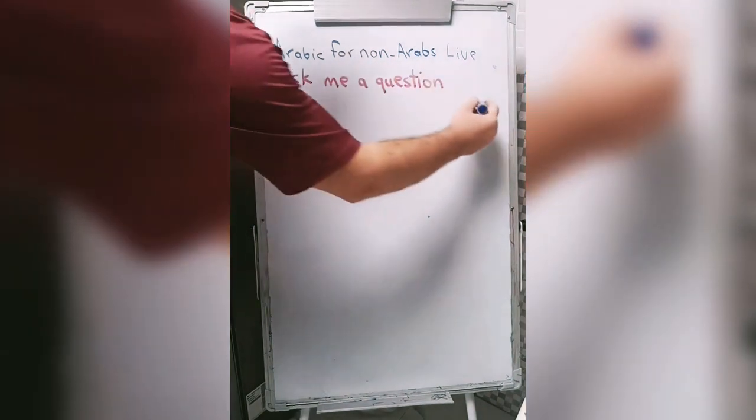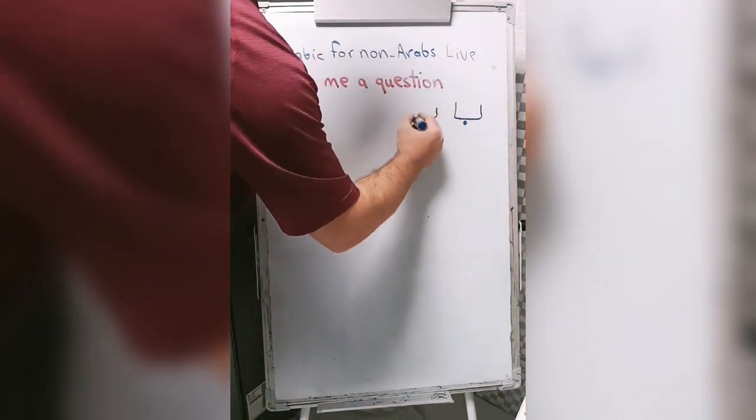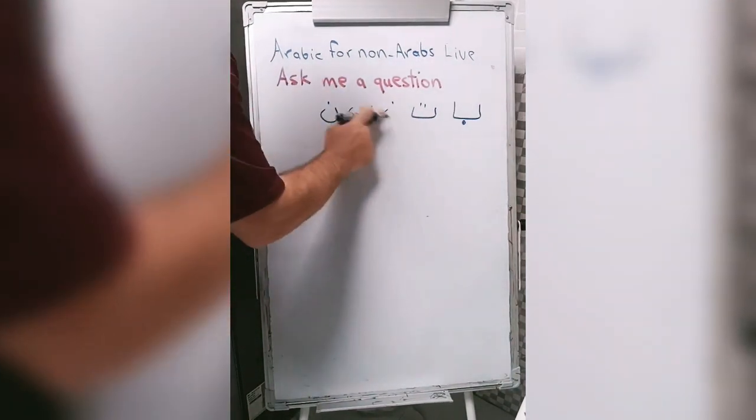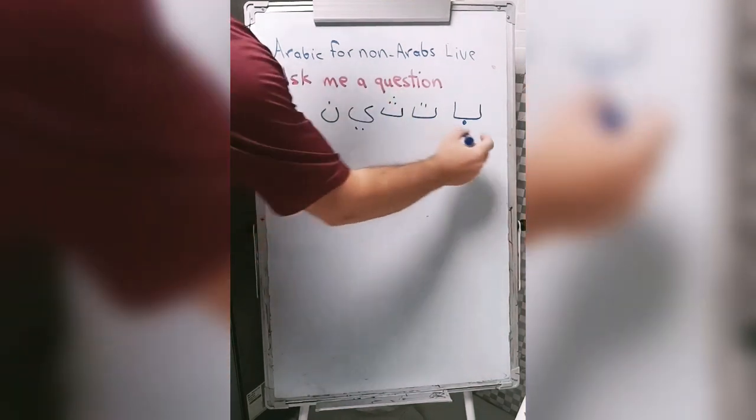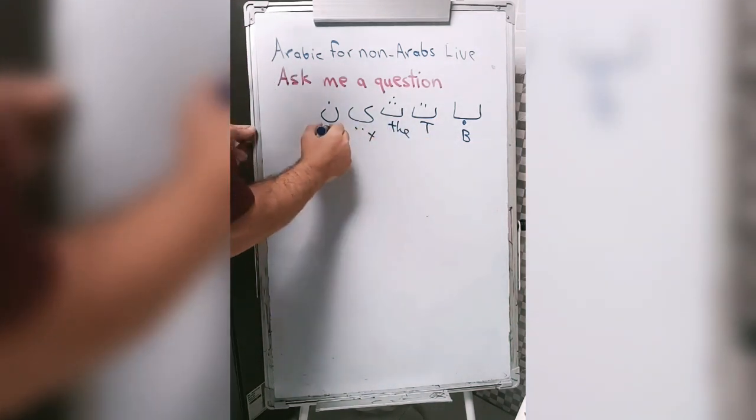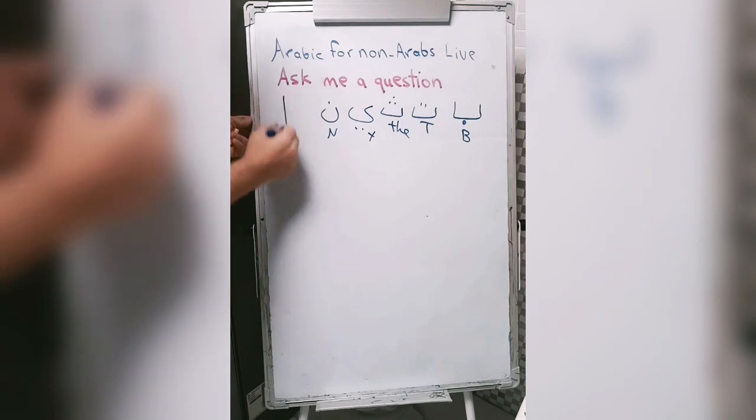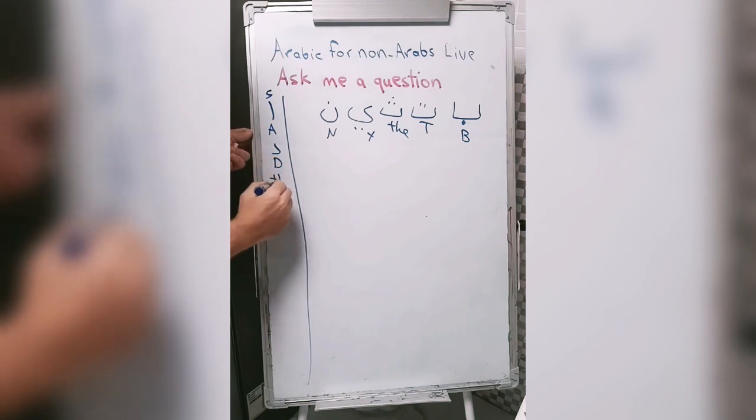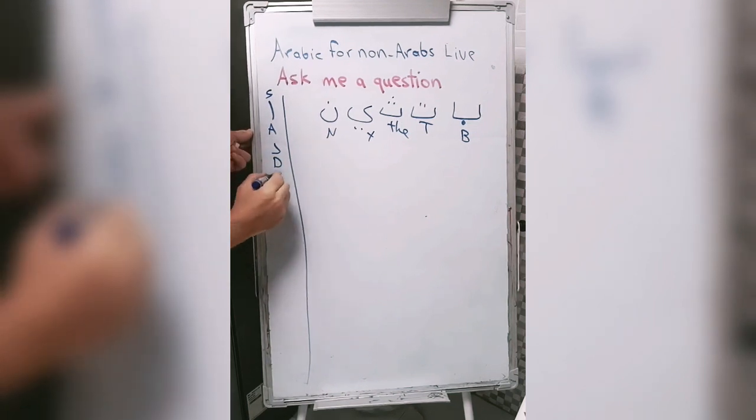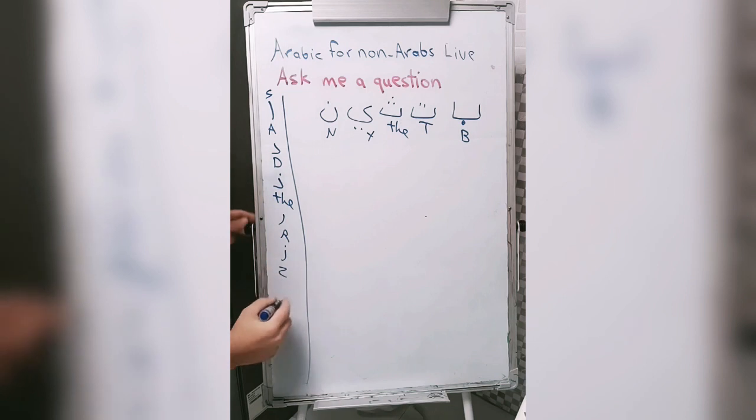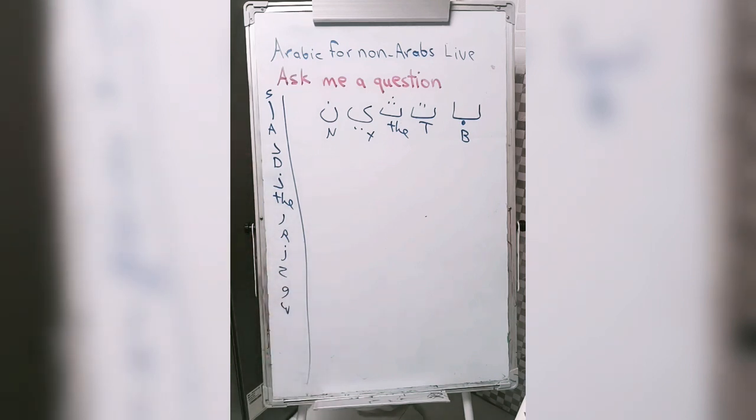So, we talked about ba, ta, tha, ya, and na. For the naughty letters, I'm going to write them here: alif, dal, dhal in Arabic, and then ra, za, and wa. So these are your, let's say, guidelines.